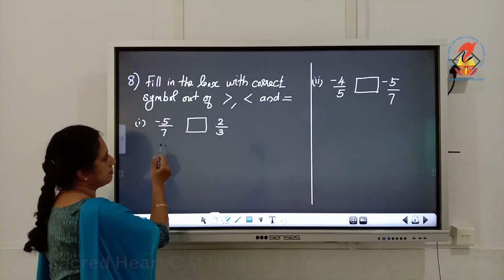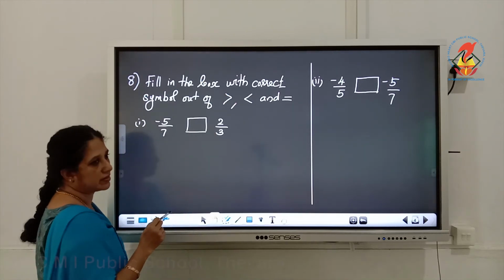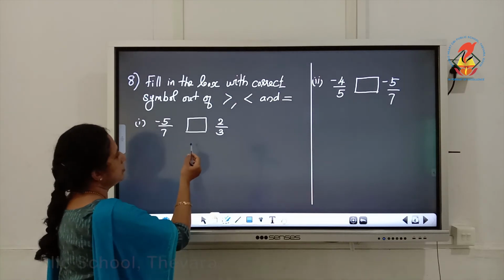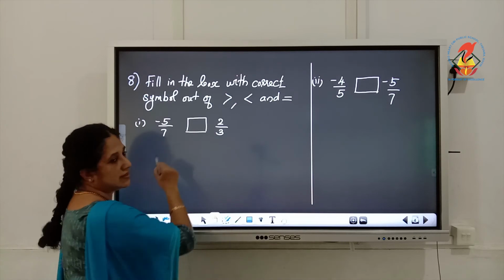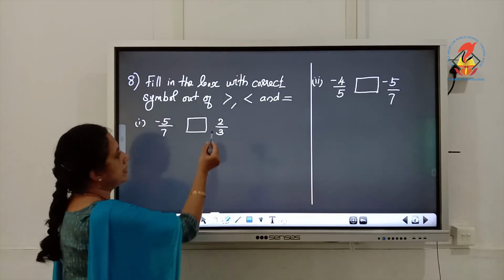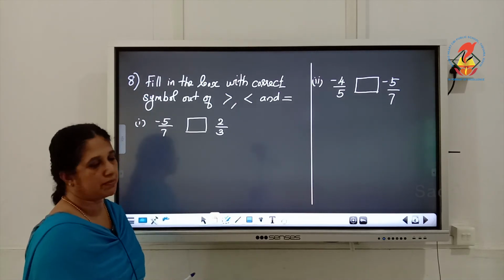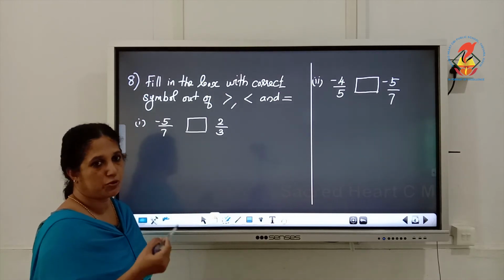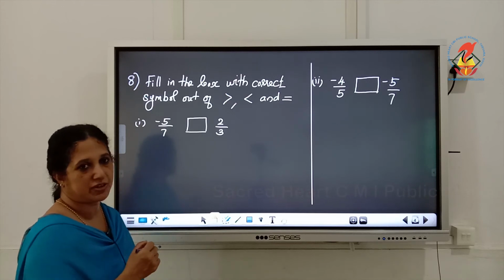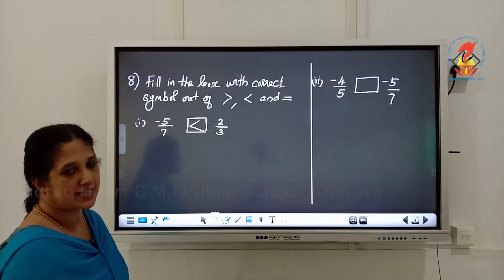Now look at the first one, negative 5 by 7 and 2 by 3. Can you say which one is the bigger one? Here 2 by 3 is the bigger one. Why? 2 by 3 is a positive rational number and negative 5 by 7 is a negative rational number. If a positive rational number and a negative rational number are given, a positive rational number is always greater than the negative rational number. So we can say that negative 5 by 7 is less than 2 by 3.